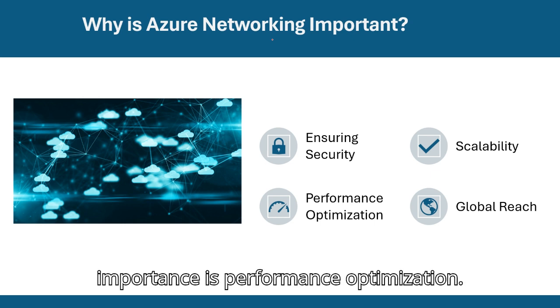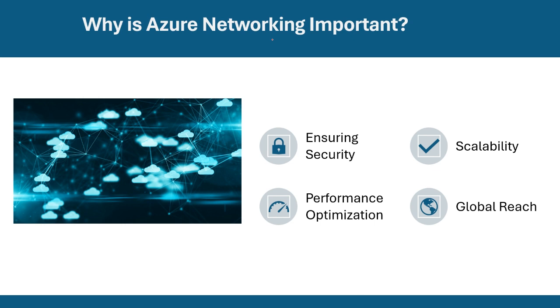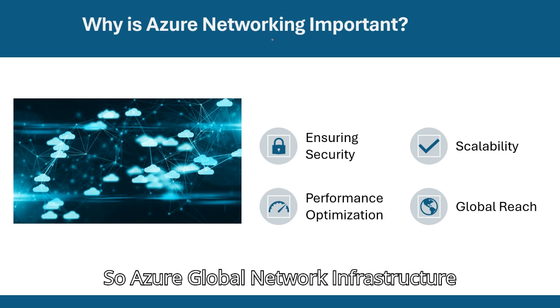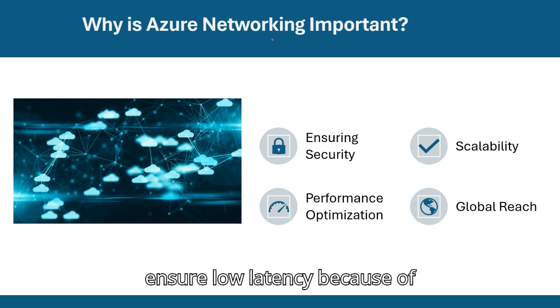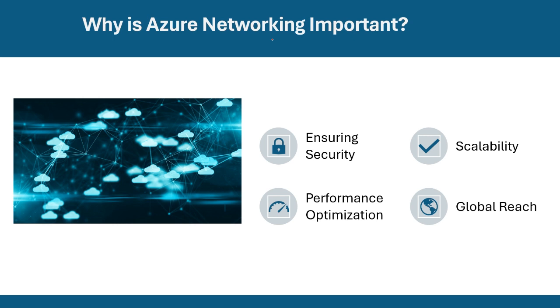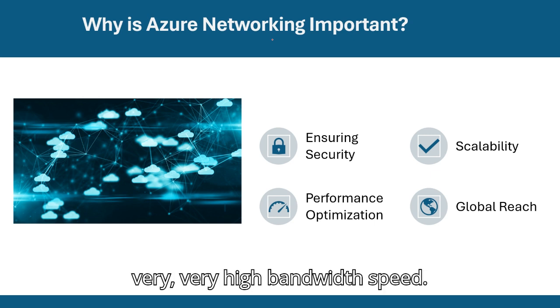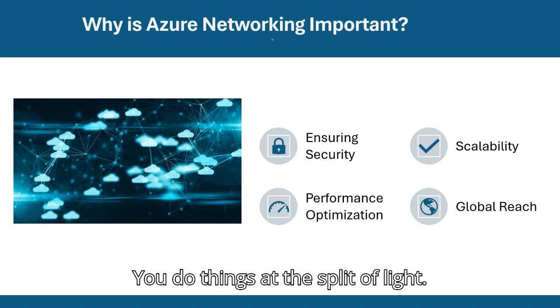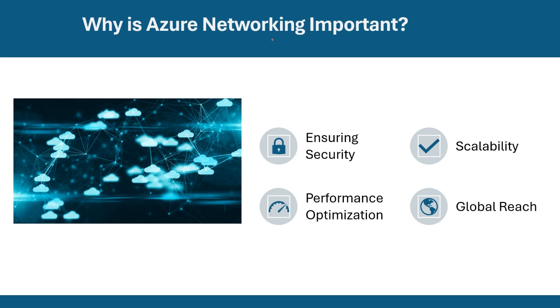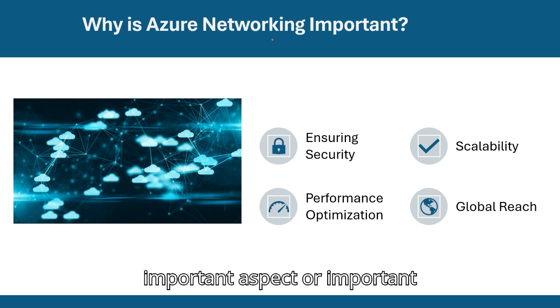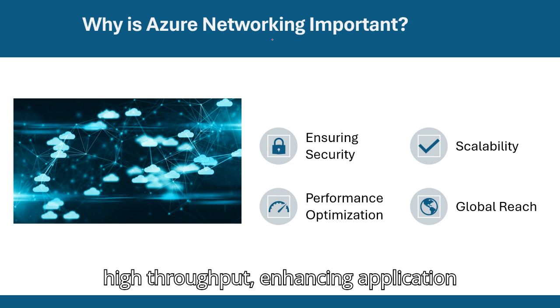Another importance is performance optimization. So Azure Global Network Infrastructure ensure low latency because the backbone of Azure networking is actually on a very, very high bandwidth speed. You do things at the speed of light. So this is a very, very important reason for Azure networking to ensure low latency and high throughput, enhancing application performance.